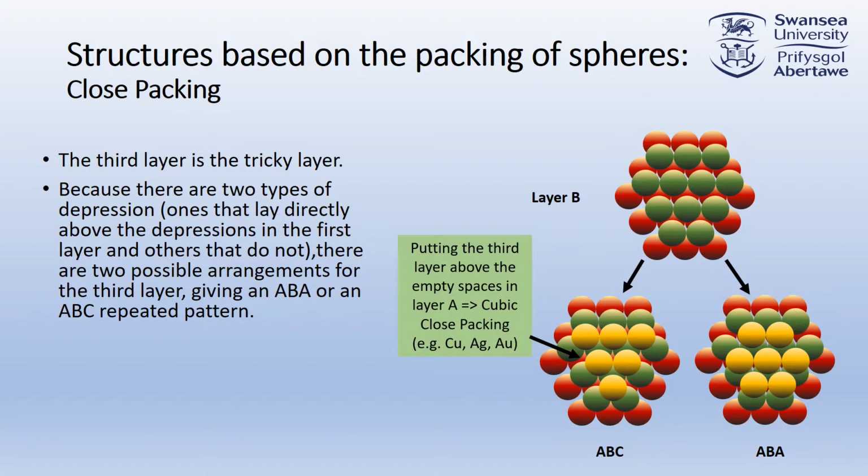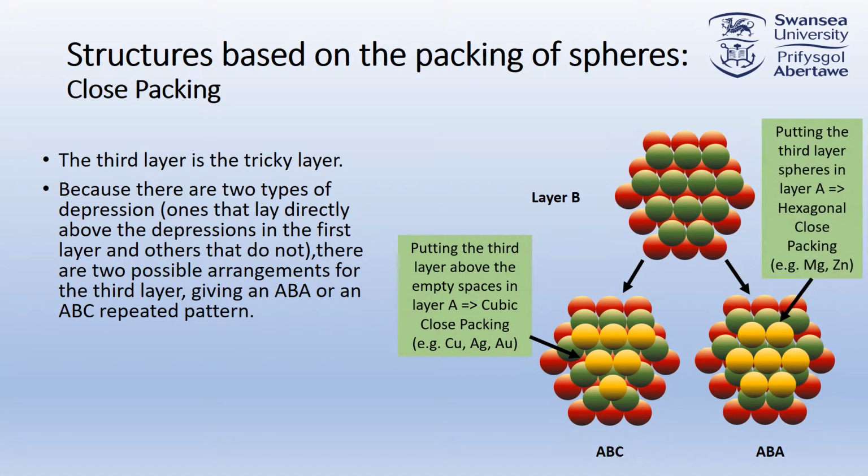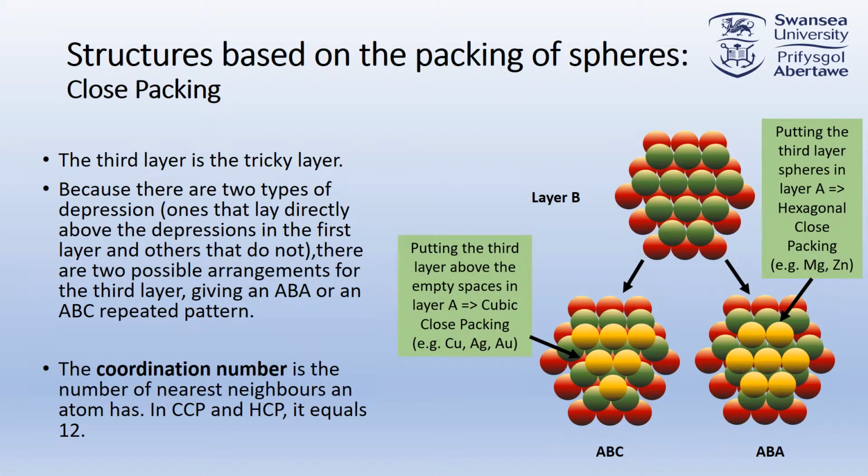Okay, so we can either put the third layer above the empty spaces in layer A, which gives us a cubic close packing structure. So you might see this in copper or silver or gold. Okay. Alternatively, we can lay it up so the third layer actually sits above the spheres in layer A, and this is known as hexagonal close packing. So things like magnesium and zinc will have this hexagonal close packing. Now, our cubic close packing is by far the most common of this arrangement.